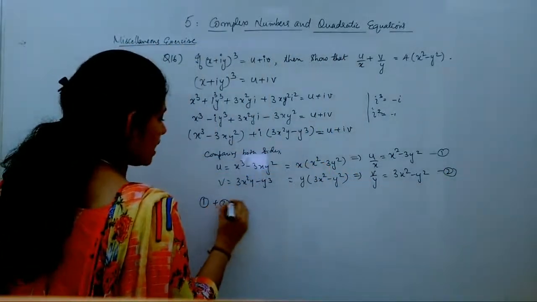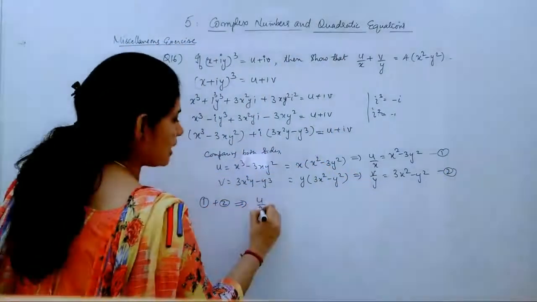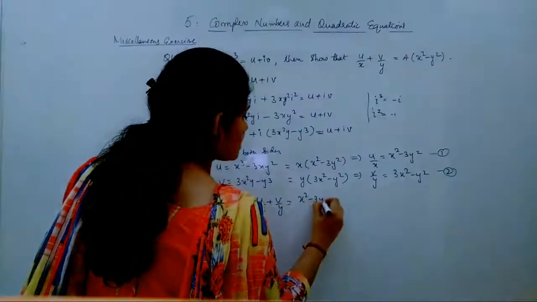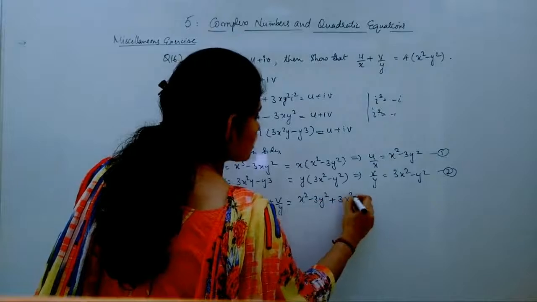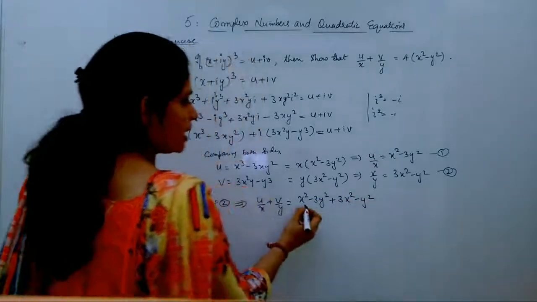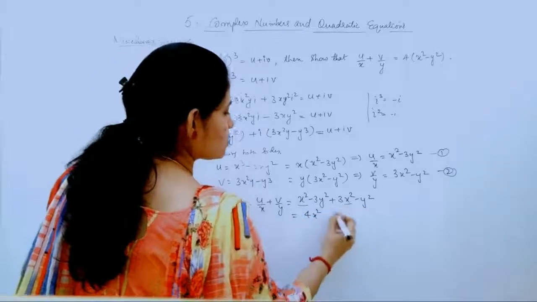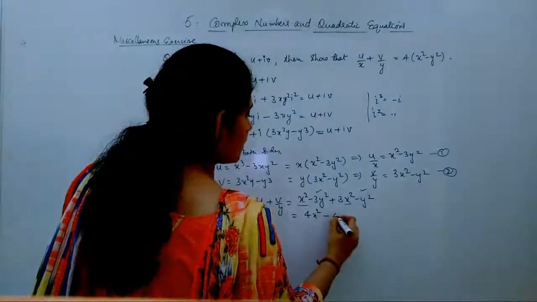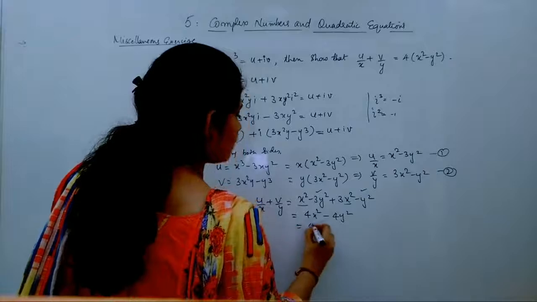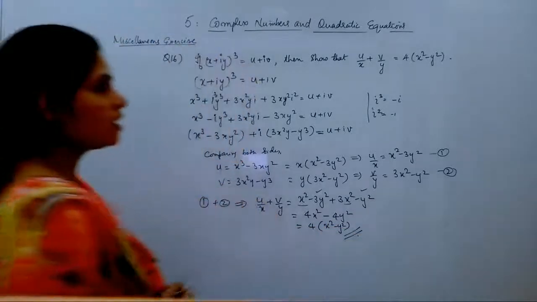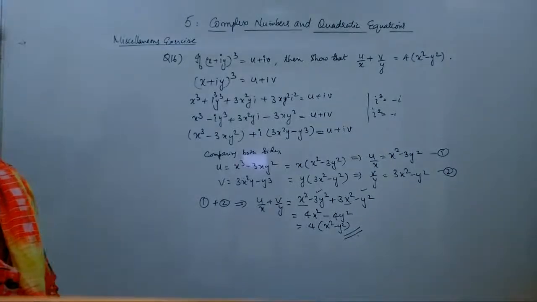Equation 1 plus 2, adding the two equations will give you u by x plus v by y is equal to x square minus 3y square plus 3x square minus y square. So collect the terms, x square together, you will get 4x square, and these two together will give you minus 4y square. Take 4 out, so it is 4 of x square minus y square, which is your required term. Okay.